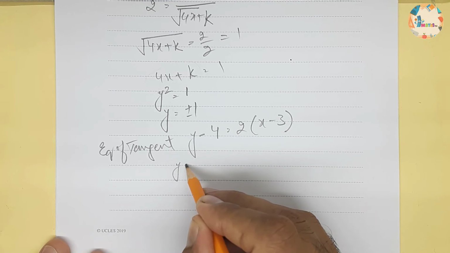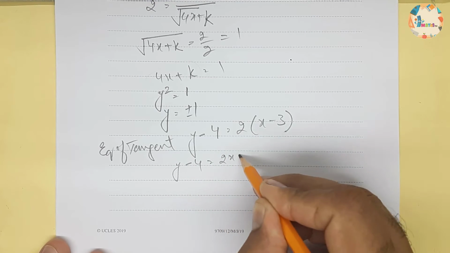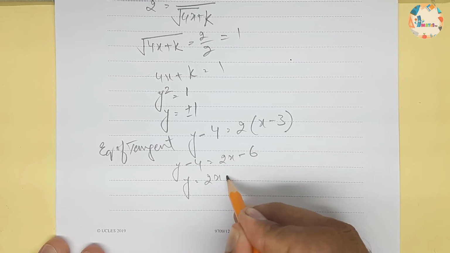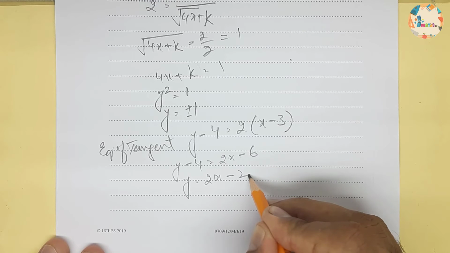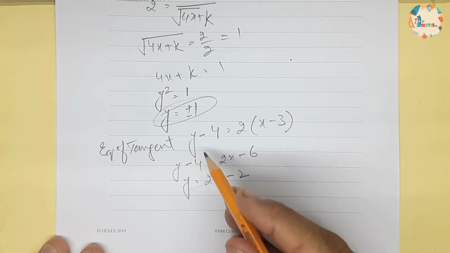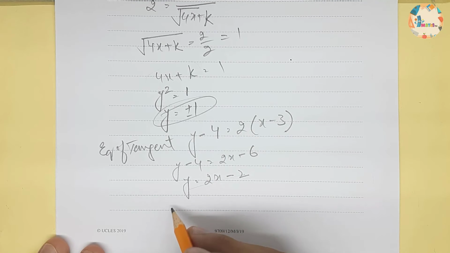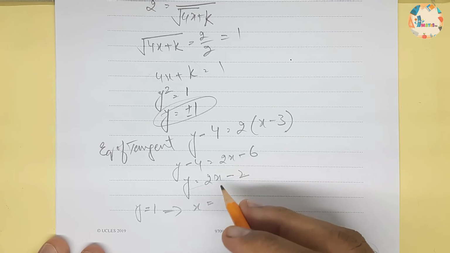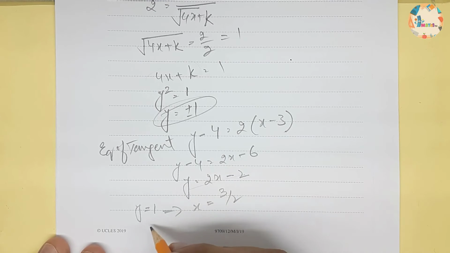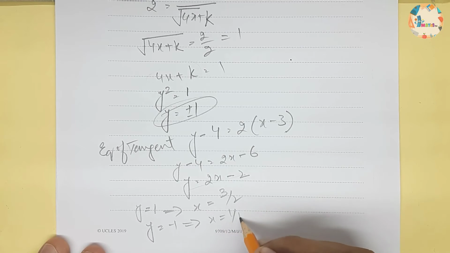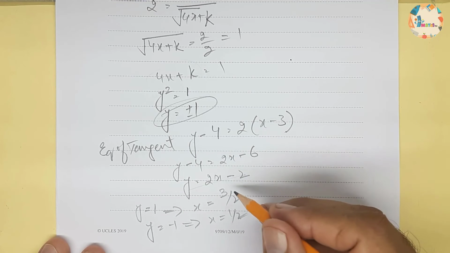y minus 4 is equal to 2x minus 6. This implies y is equal to 2x minus 2. Now these two values we will be replacing in this equation. So y is equal to 1. If y is equal to 1, this implies x will be equal to 3/2. This will give us from this equation. And if y is equal to minus 1, this implies x is equal to 1/2. So you will get these two values by replacing in this equation.